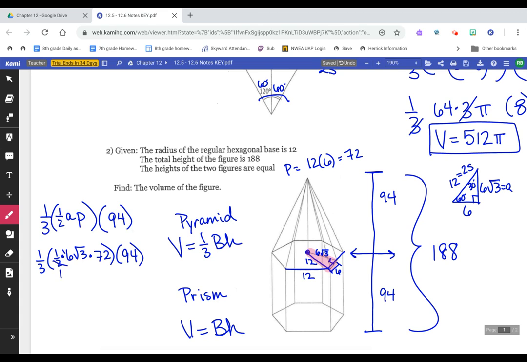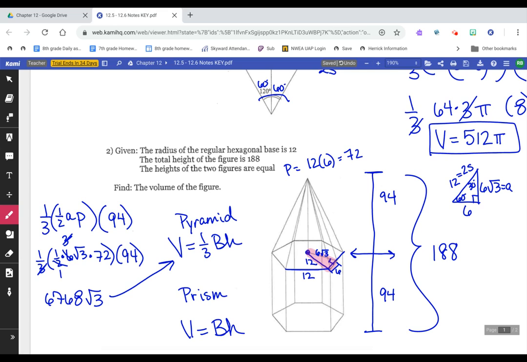We can get rid of this, and that goes to 3. And then when this 3 comes out, it could actually be canceled because it's on top and bottom. So now we'll just do 72 times 94, which gives you 6,768√3. That's for the volume of the pyramid.